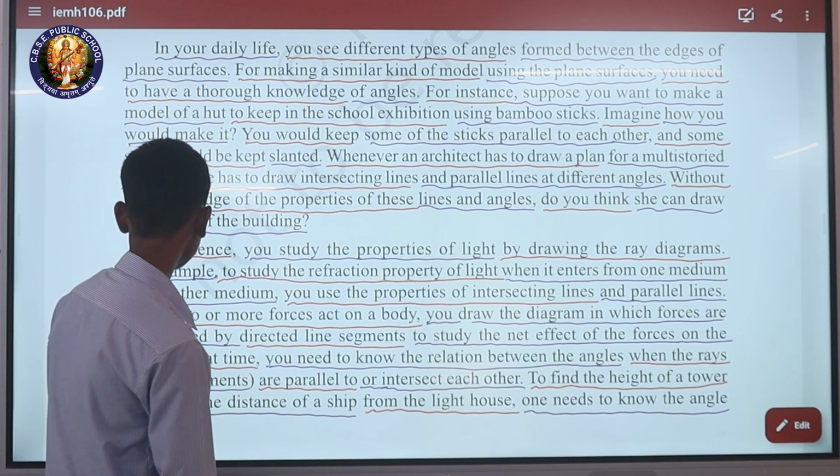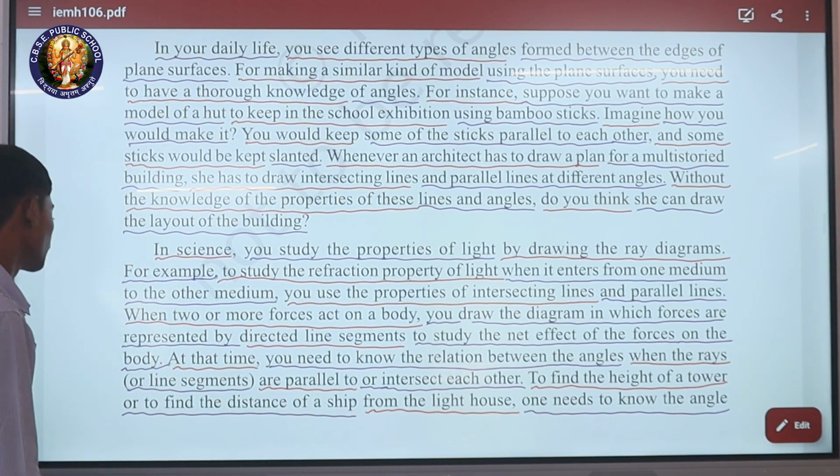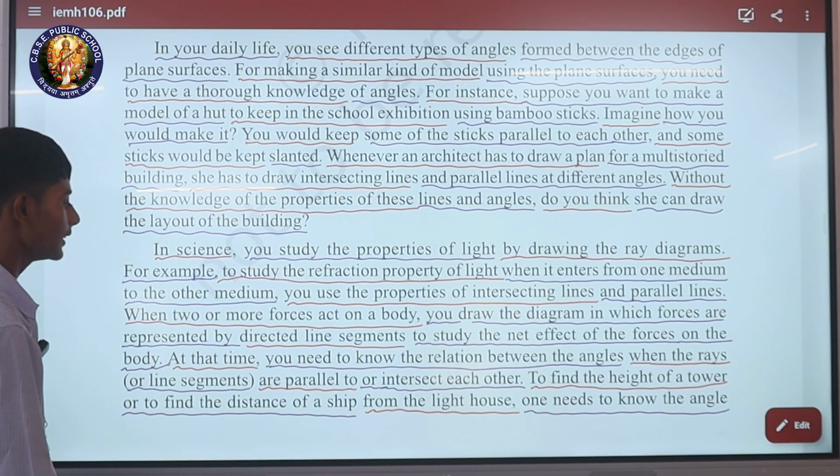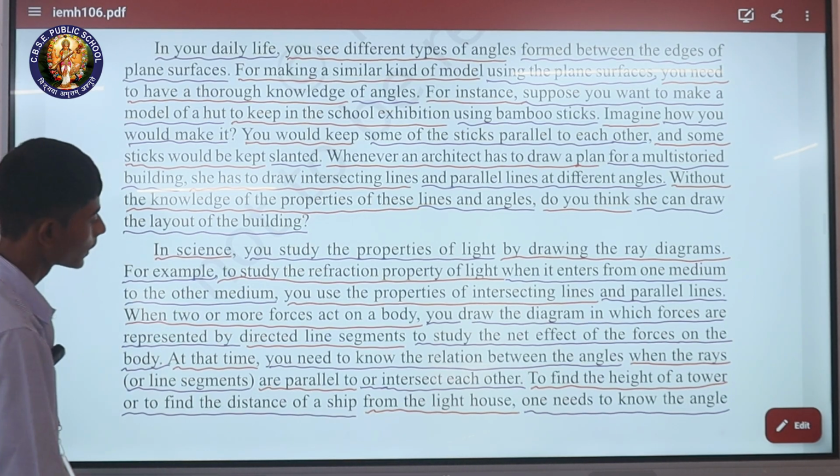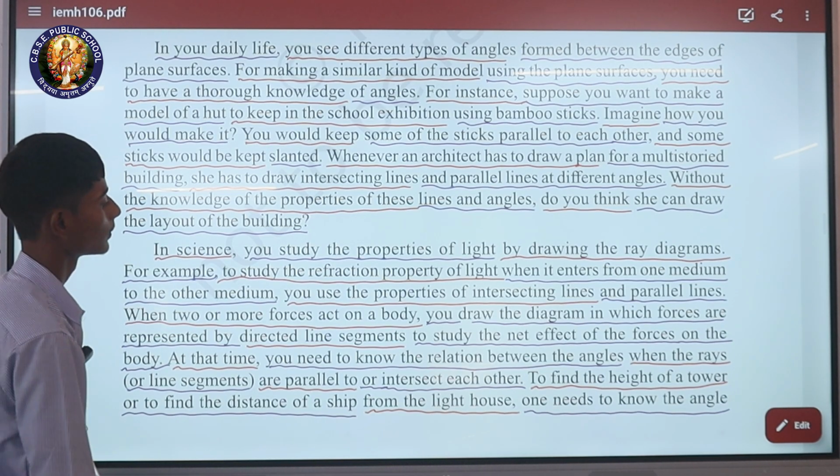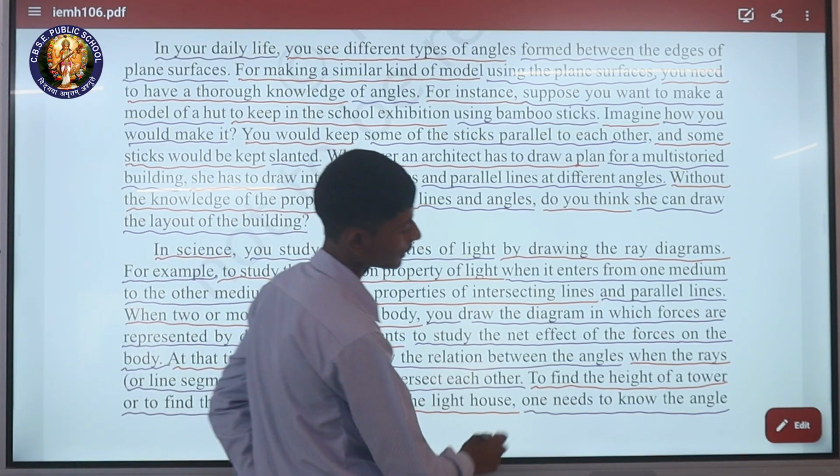To find the height of a tower or to find the distance of a ship from the lighthouse, one needs to know the angle.